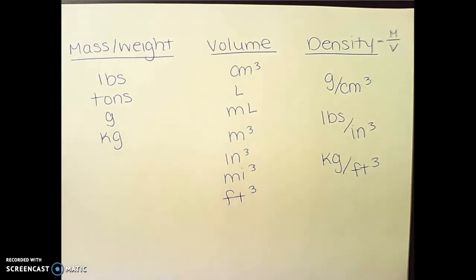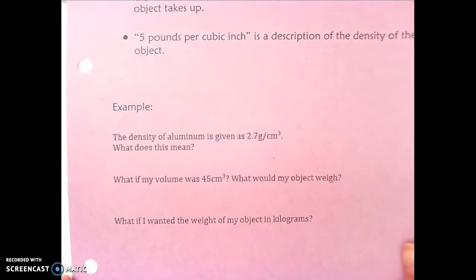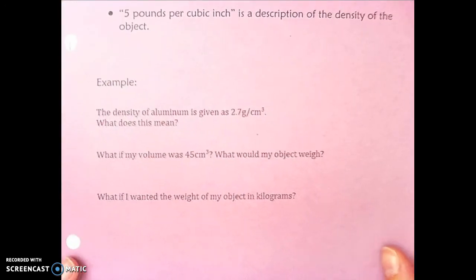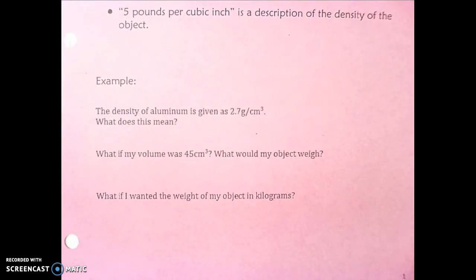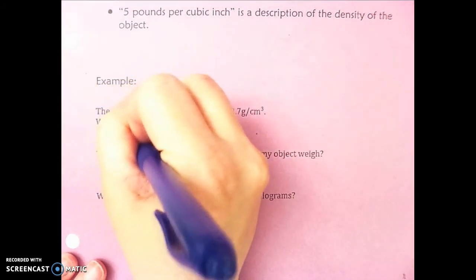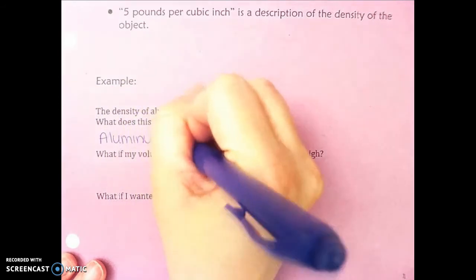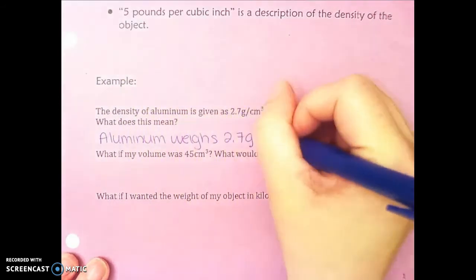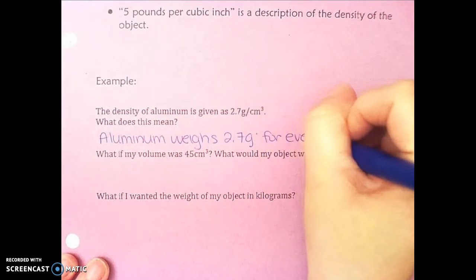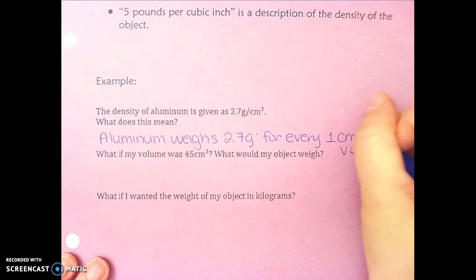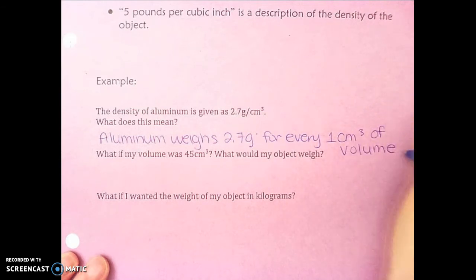Go back to your purple sheet and let's take a look at the example on the bottom. The density of aluminum is given as 2.7 grams per centimeter cubed. So what this is telling us is that aluminum weighs 2.7 grams for every 1 centimeter cubed of volume or space that it takes up.